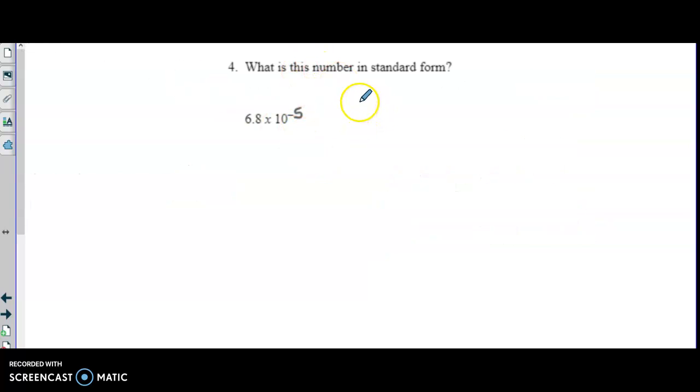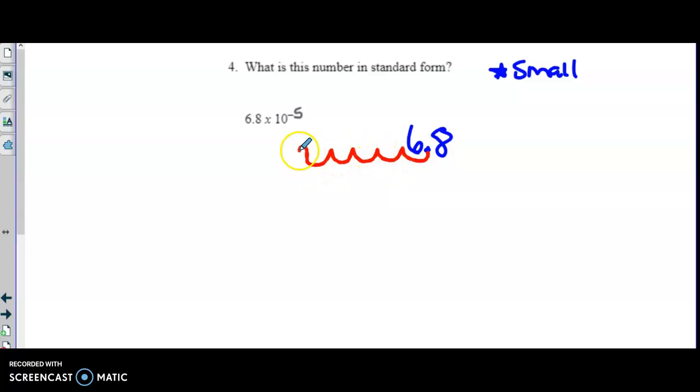So you can always double check yourself by thinking about whether it's a big or small number. Okay, so we have 6.8 times 10 to the negative 5. So this time I do have a negative exponent, so I know that that's got to end up as a really small number. All right, so here I go. I'm going to take my decimal and I'm going to move it 5 places. 1, 2, 3, 4, 5. This is where my new decimal is going to be.